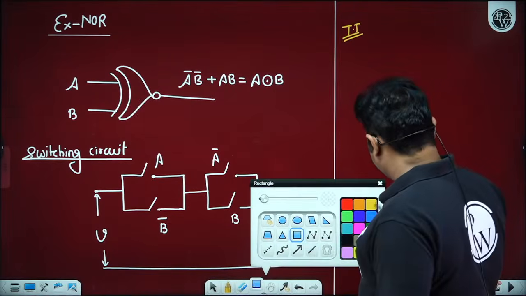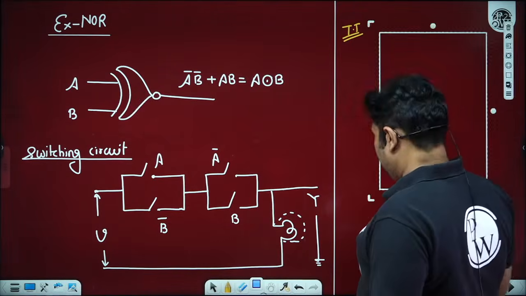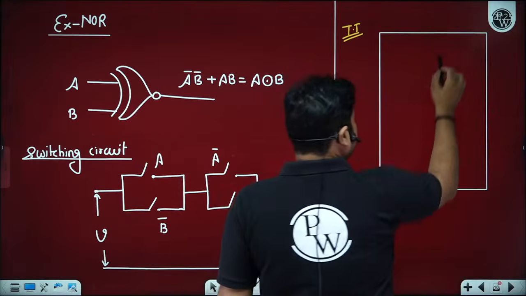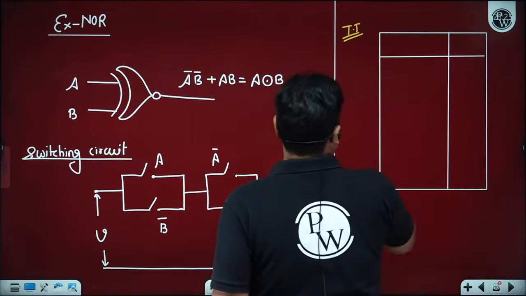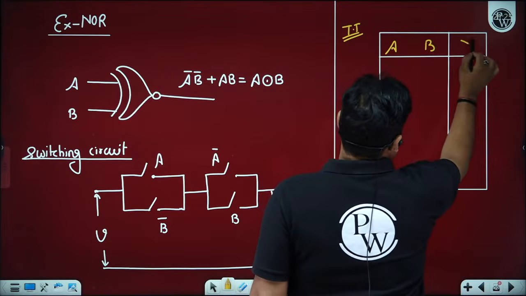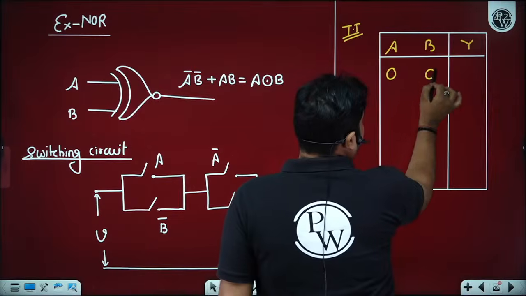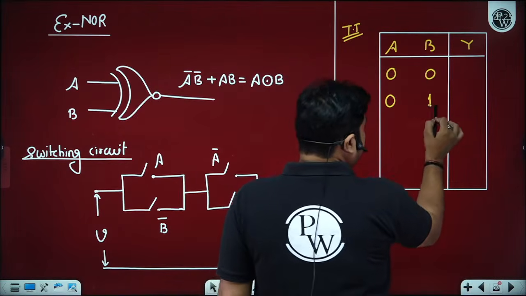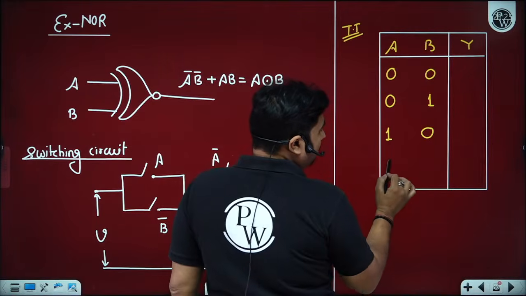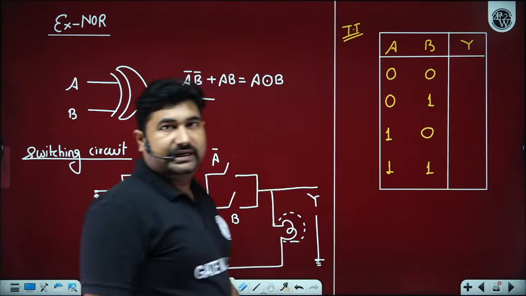So an XNOR gate will have two inputs, that is A and B, and output Y. How many possibilities with the two inputs? 4 possibilities, sir. Either both are low, any one of them is high, or both are high. So total 4 possibilities. Is it okay?